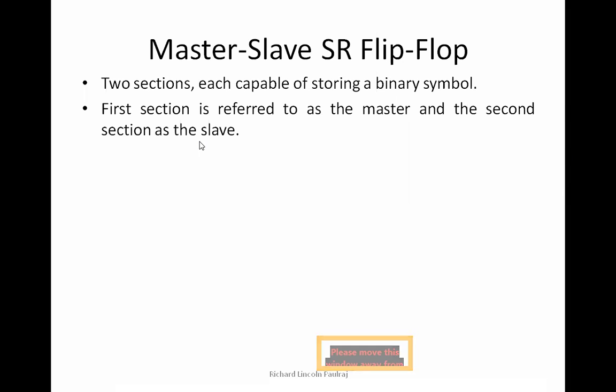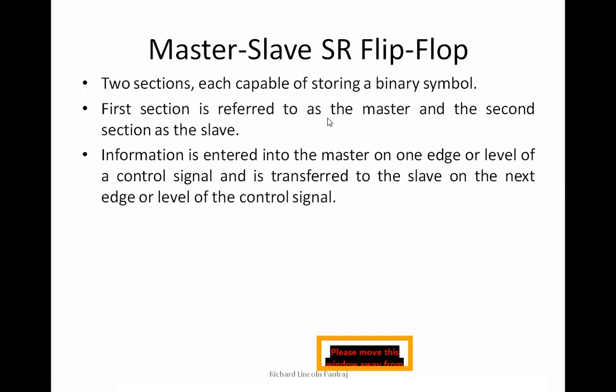So in this SR flip-flop, we have two sections, one the master section and the other one the slave section. So why do we call it master slave? Because it's one after the other. First the master gets the value, and then it passes on the value to the slave. As you can see here, information is entered into the master on one edge of a control signal and is transferred to the slave on the next edge, which means after the next clock pulse, we can see data transferring from master to the slave.